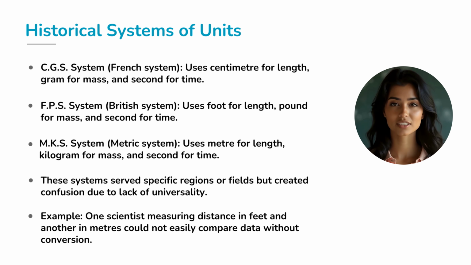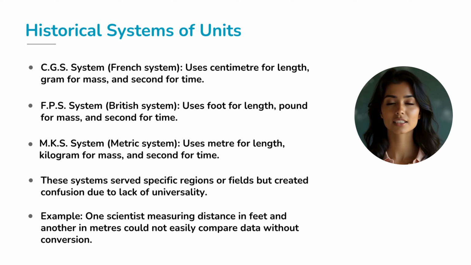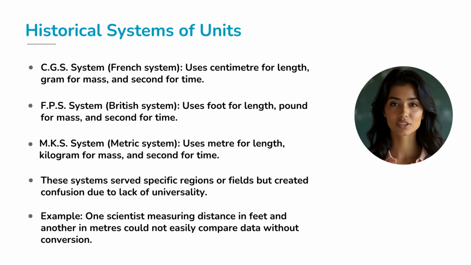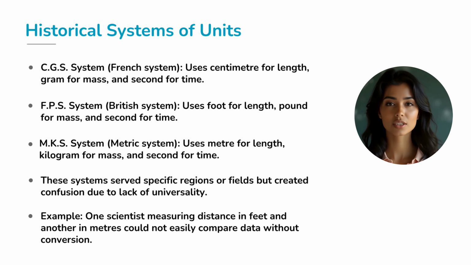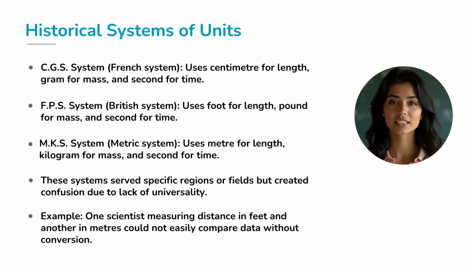Before the modern era of scientific globalization, three major systems were used across different countries: the CGS system, the FPS system, and the MKS system. Let's start with the CGS system, also known as the French system. It used centimeter for length, gram for mass, and second for time. Then came the FPS system, or the British system, where foot was the unit of length, pound the unit of mass, and again second for time. Finally, the MKS system, often called the metric system, brought in meter, kilogram, and second as standard units.